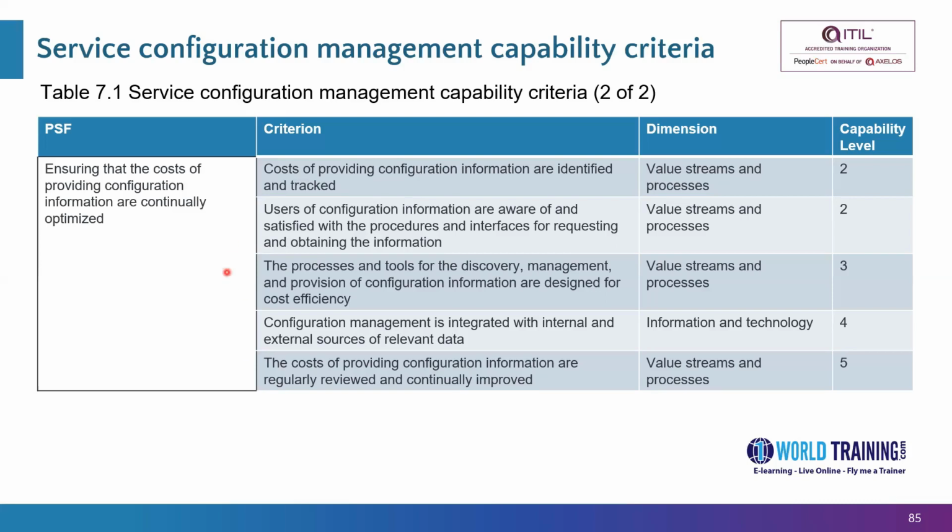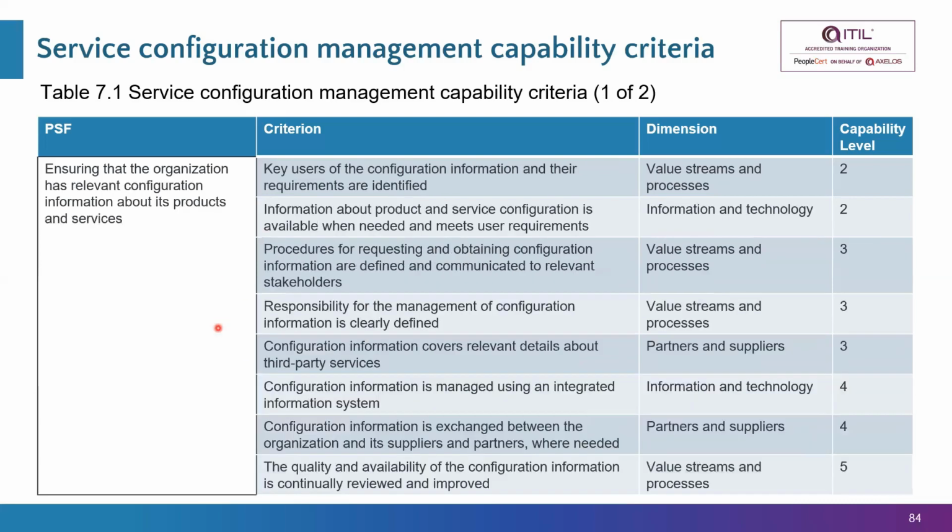Therefore, as mentioned, there are 3 entries which have the word cost in them, and 2 of them do not. But then if I come back to the previous slide, the first PSF, ensuring that the organization has relevant configuration information about its products and services, you see none of them will have the word cost in it. But let's go through them. Here, the various criteria are: key users of the configuration information and their requirements are identified. Then we have information about the product and service configuration is available when needed and meets user expectations.